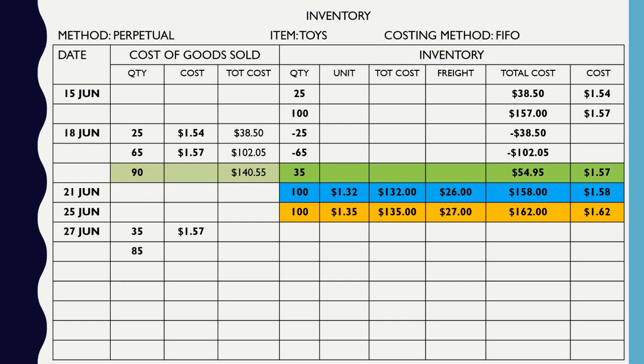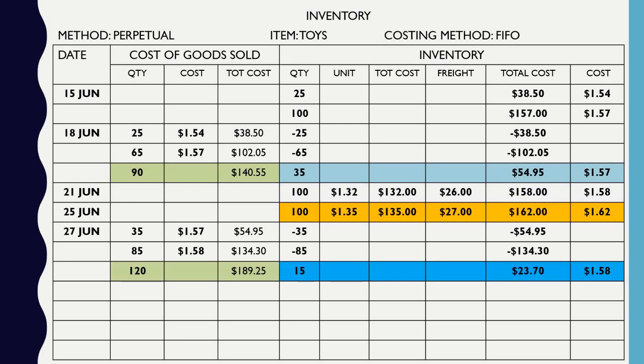So in this case, we recognize that we're going to take our green batch and minus it out. So now we no longer have our green batch anymore. Now we're going to calculate our second one, 85 at $134.30, and we're going to take that out of our blue batch, and then our blue batch is going to be 15 remaining at $23.70. Right? And here I calculated 120 at $189.25. Okay?